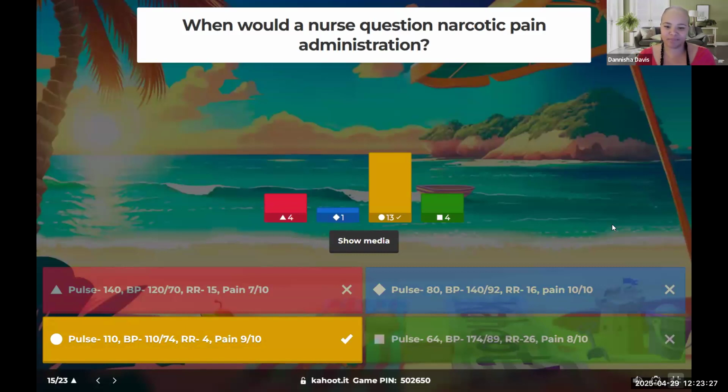What's the problem in the correct response? Yeah, you better be picking up on a respiratory rate of 4. Okay. This is specific to narcotic pain medication, so you need to pick up on that. Yes, very important.